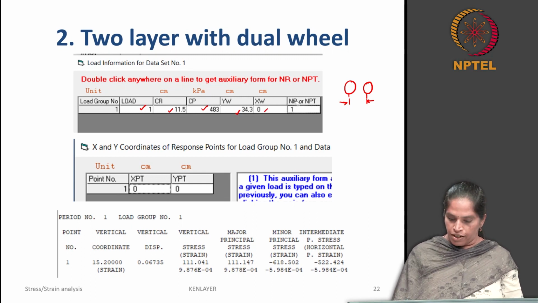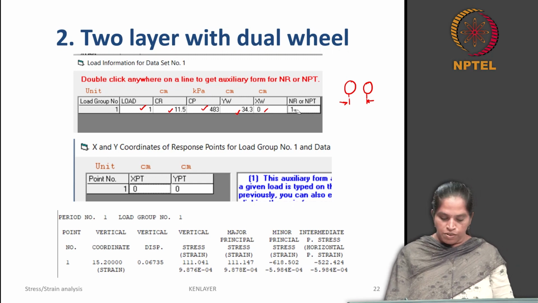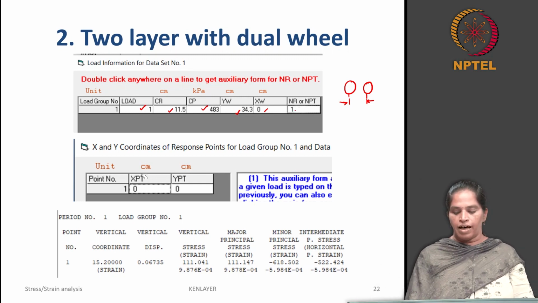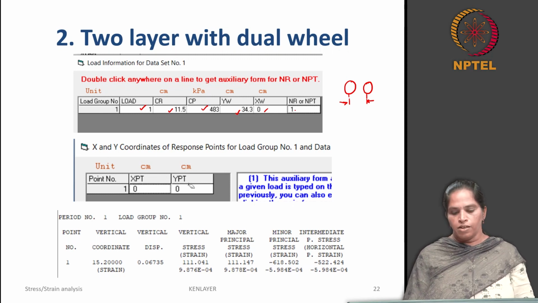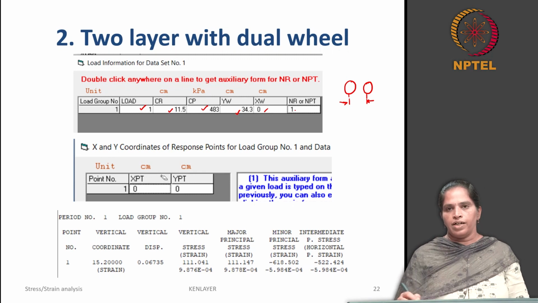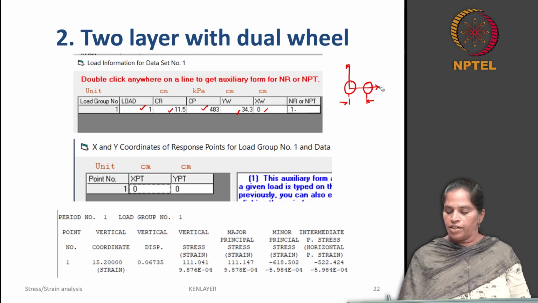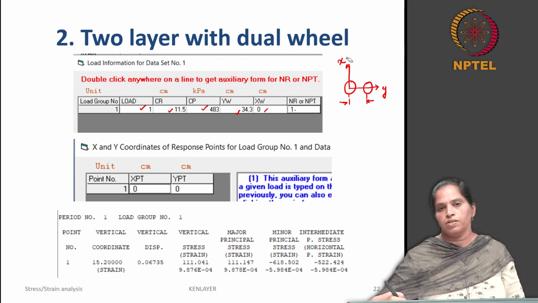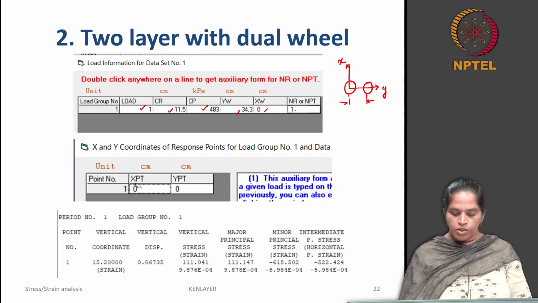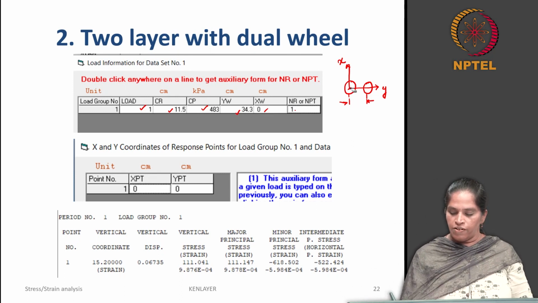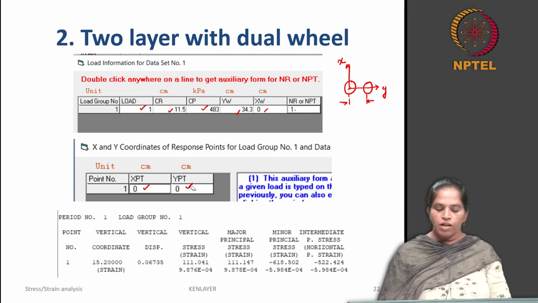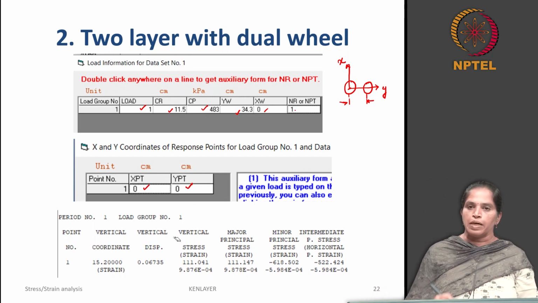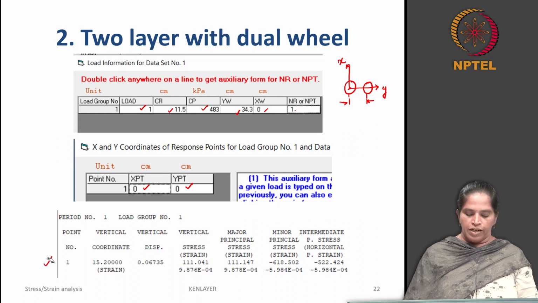For the number of radial points, if you give 1 and double click on this, you don't get RC here like in the previous case. You have XPT and YPT, the X coordinate and Y coordinate. The Y coordinate is defined along this direction and the X coordinate is defined along the movement direction. So this point is exactly where X is 0 and Y is 0. Once you give all this input and compile it, this is the result you will get.